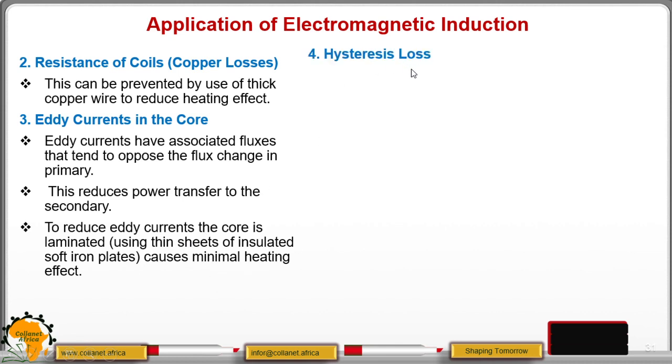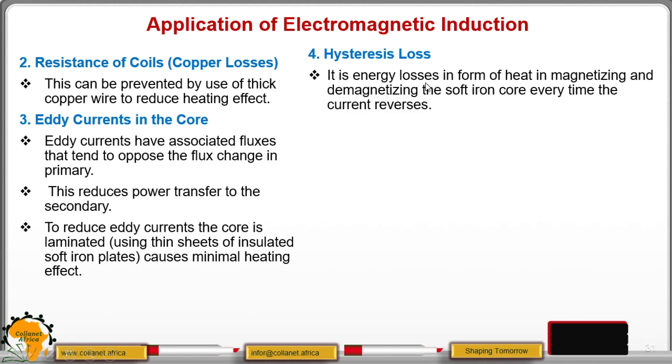Then we have hysteresis loss, and this is where now the energy is lost in form of heat. Remember, when we are talking of a transformer, we are talking of primary coil that is wound on a soft iron. So what is happening is that there is magnetization because there is formation of what we call electromagnet, because we have a soft iron and we have coils, and there is current that is passing. So we will have magnetization and demagnetization. Now the energy is lost in form of heat in this process of magnetizing and demagnetizing the soft iron core.